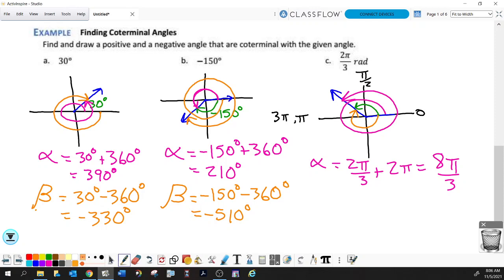Okay? I'm just letting beta be negative. I could have chosen any letter I wanted. I'm just trying to have continuity as I go through the examples.